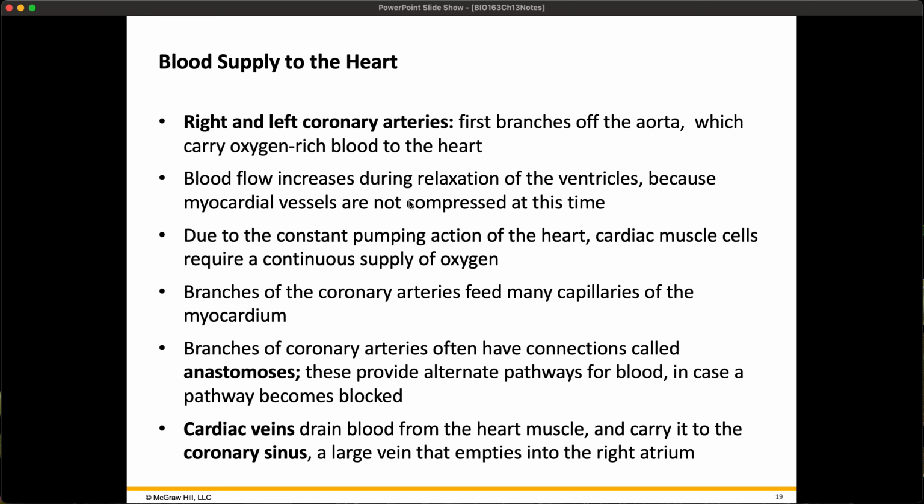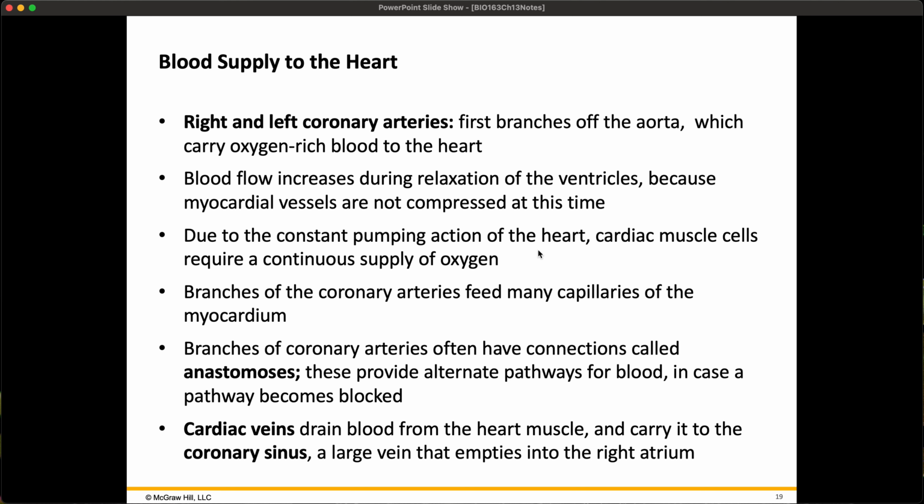Blood flow increases while the ventricles are relaxed because they're not being compressed. So blood flow increases during the relaxation of the ventricles, because these vessels are moving through the heart muscle, right? Once the heart muscle contracts, you have this kind of stopping of the blood flow, and then as the heart muscles relax, blood flow can release through. So it's very much a pulsing kind of blood flow that's moving through the heart.